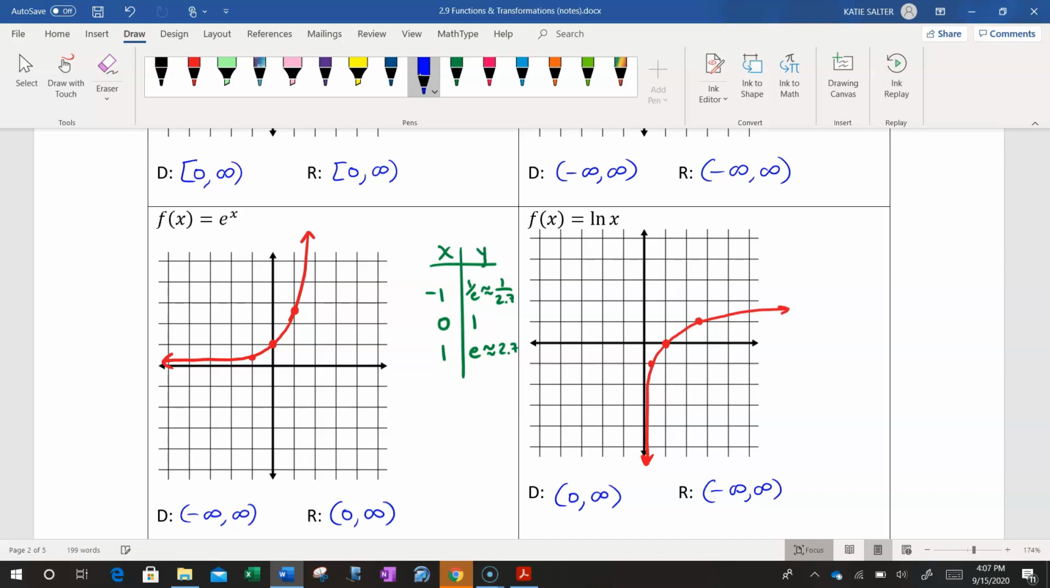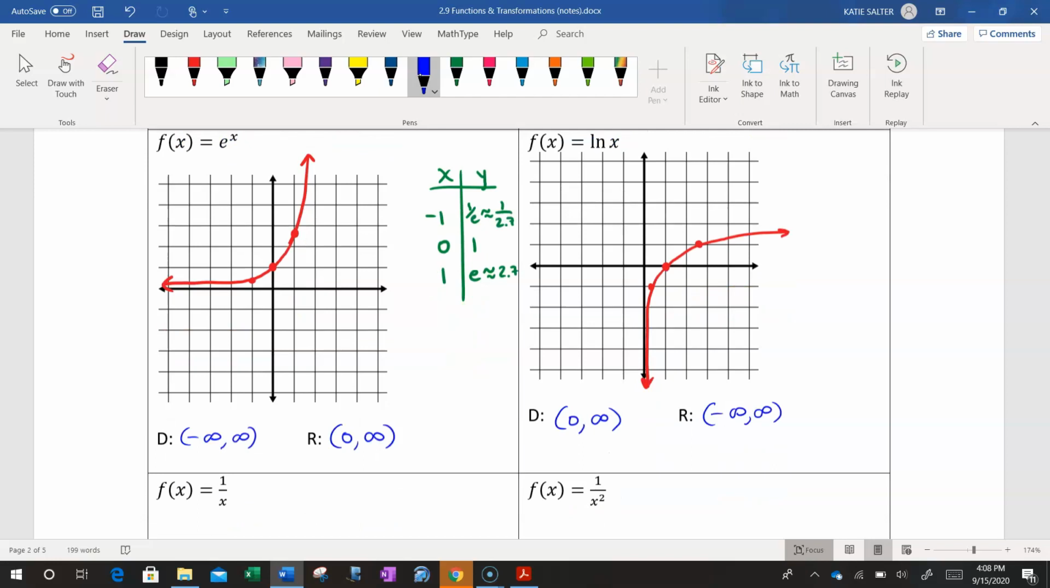Again, it's the whole idea of an inverse. What was the domain becomes the range, and what was the range becomes the domain.